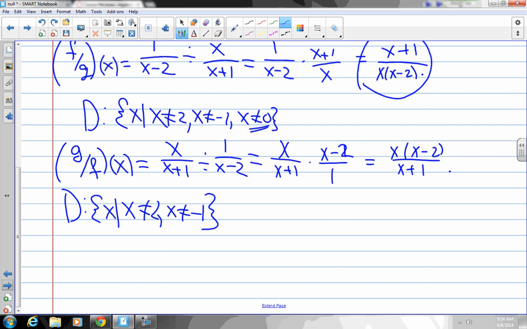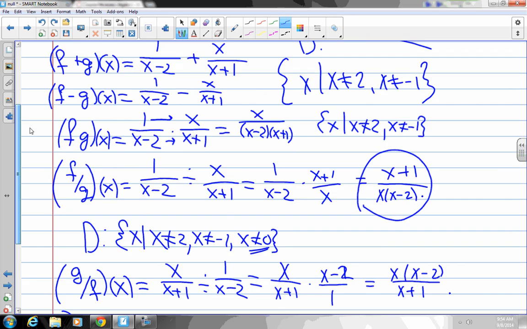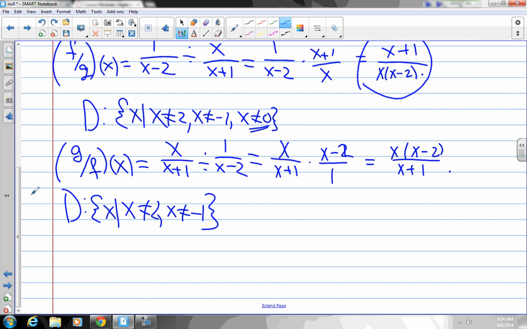Okay, and again, if you look at this function, we see that -1 is a problem. 2 was a problem, part of the original intersection. But then there's nothing new in the denominator. Like before, we had that extra x. You can always reason that extra x produced the fact that x cannot equal 0. But here there is nothing else added to the denominator.